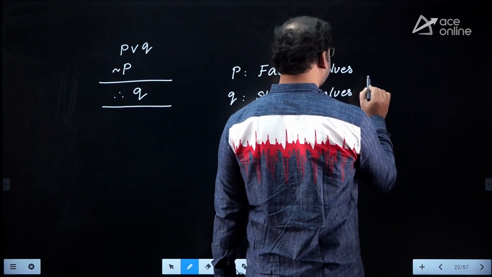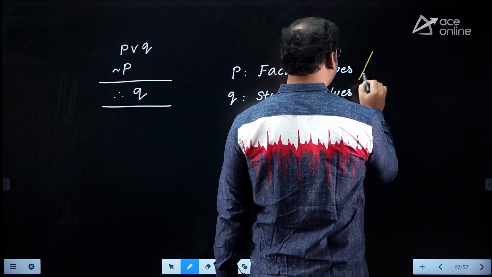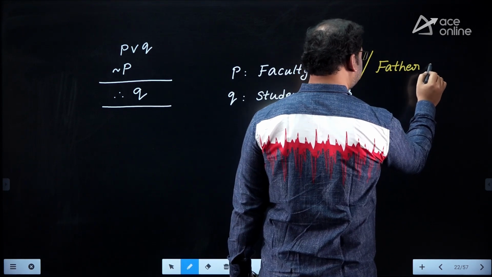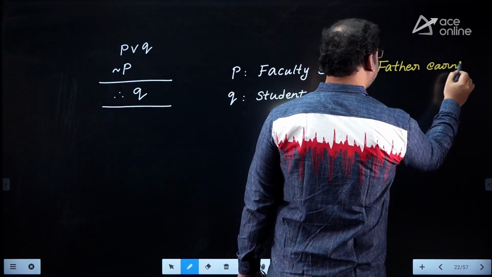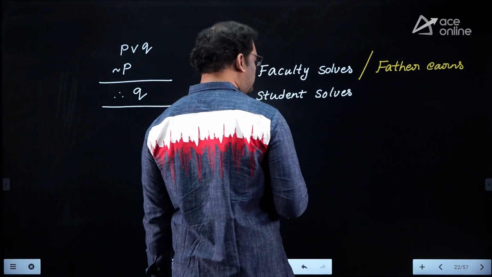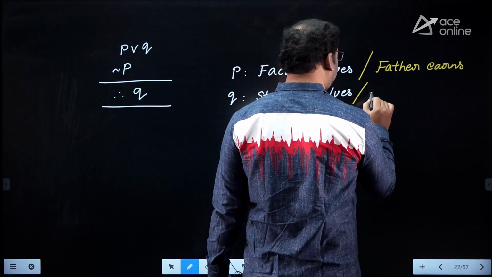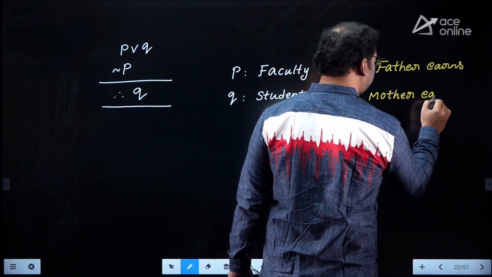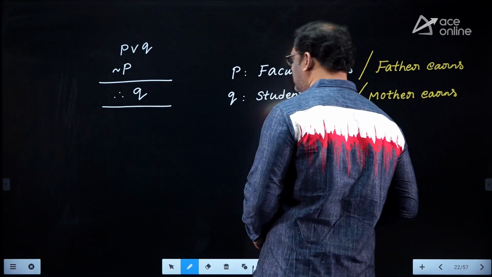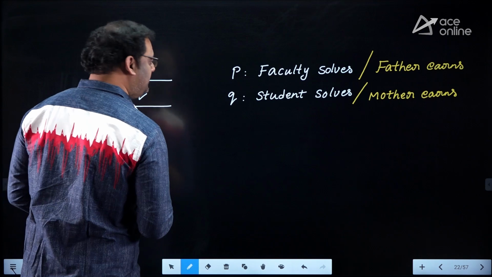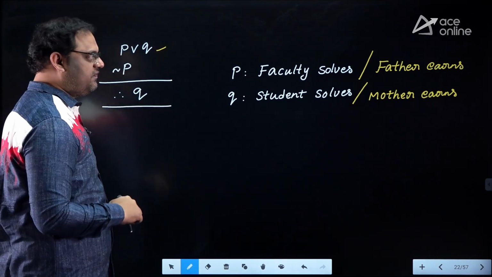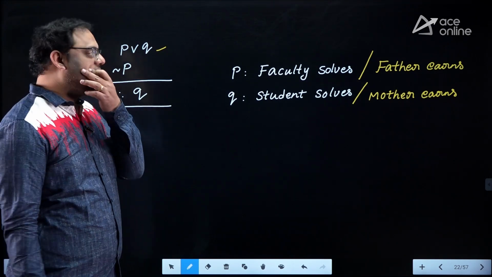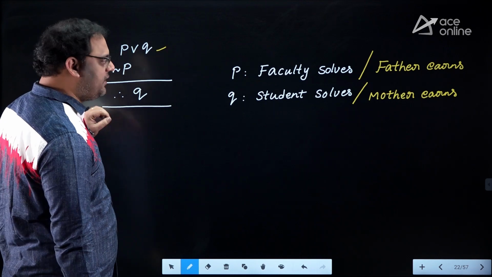P is a proposition. The statement represents something like father yearns for the family. Father yearns for the family. And Q is a statement that mother yearns for the family. What does P OR Q say? Father yearns for the family, or mother yearns for the family, or sometimes both, like working employees, both can work for the family, no problem. Both are breadwinners to the family.